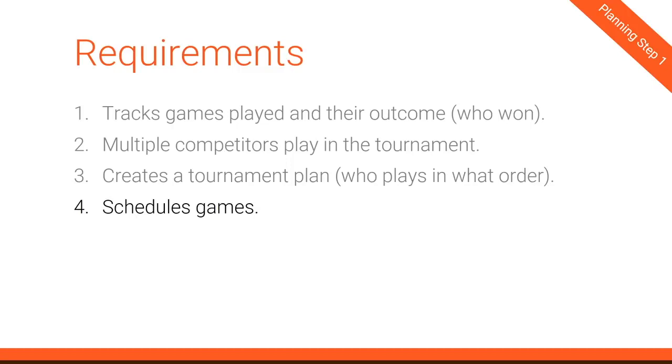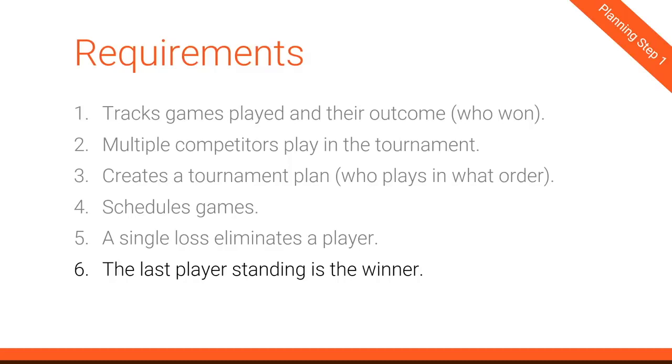How do we schedule games? That's not been specified. But we know that we have to have some kind of list of the people to play and what order. We do know that a single loss eliminates a player from the tournament. We also know that the last person standing is the winner. So after all the games have been played, we should have one person left standing at the end. That's the winner. And that's really all the requirements we've built so far.